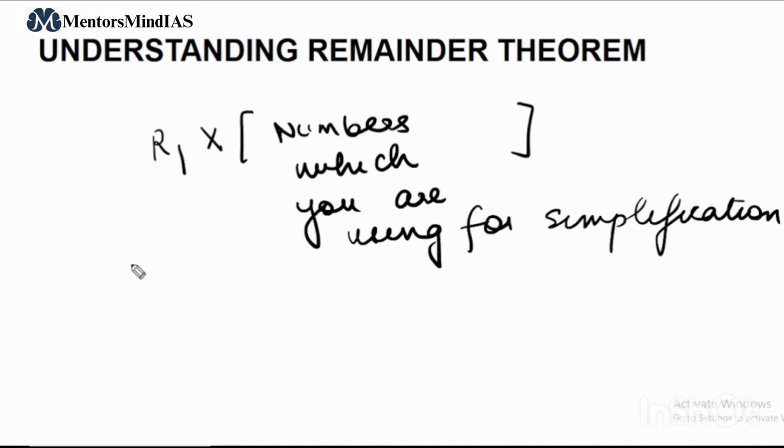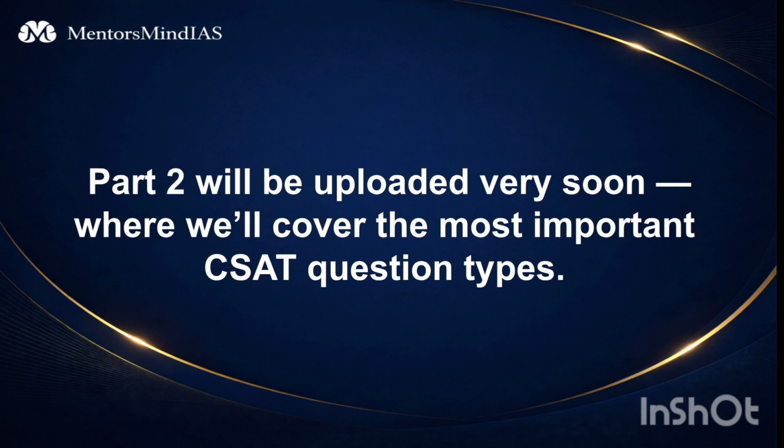In case of this type 2, the final remainder R will be this. So in this part, I have explained two ways of applying the remainder theorem. In the first one, there is no simplification required. In the second one, you simplify the expression and multiply with those numbers which you are using for simplification of the expression. In the next part, I will explain the other three types, after which your remainder theorem will be complete and you will be able to solve any UPSC Prelims CSAT question in relation to this.